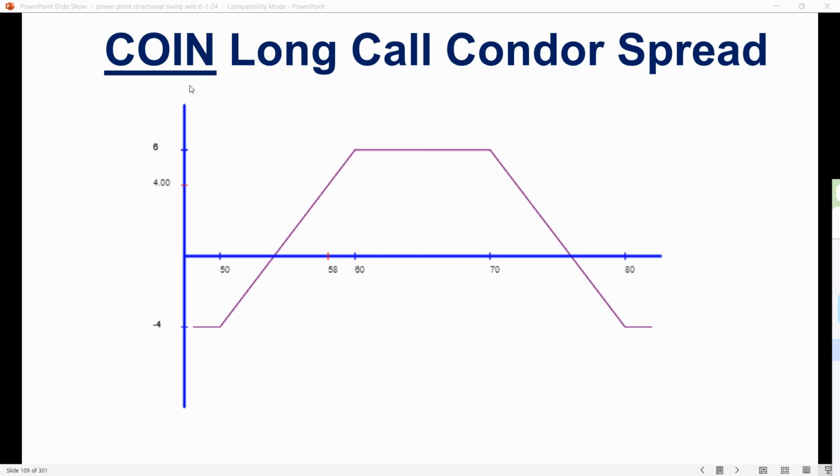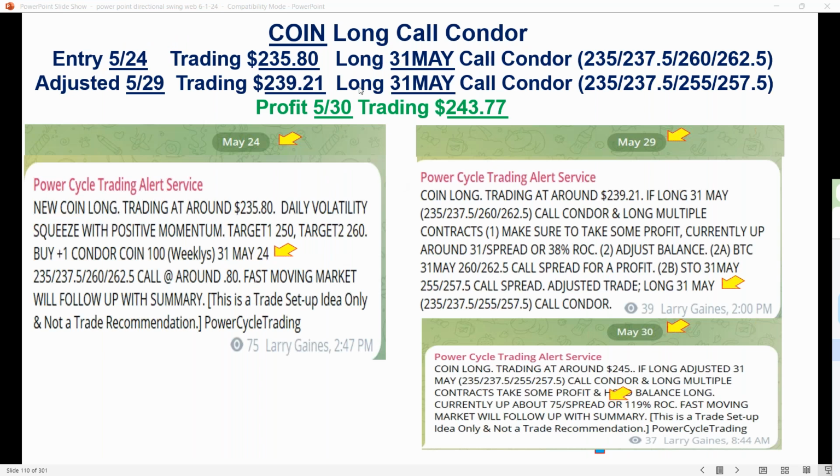Here's one that we just did last week on Coin, the ETF. We entered on the 24th, when it was trading at 235.80, and went long the 31 May long call condor. This was a really tight, low risk trade, and then we did one adjustment. Originally we were long the 235, 37.5 and sold the 260, 62.5. When it was coming off a little bit, we covered that back for a small profit and adjusted it. Now we were short the 255, 57.5.